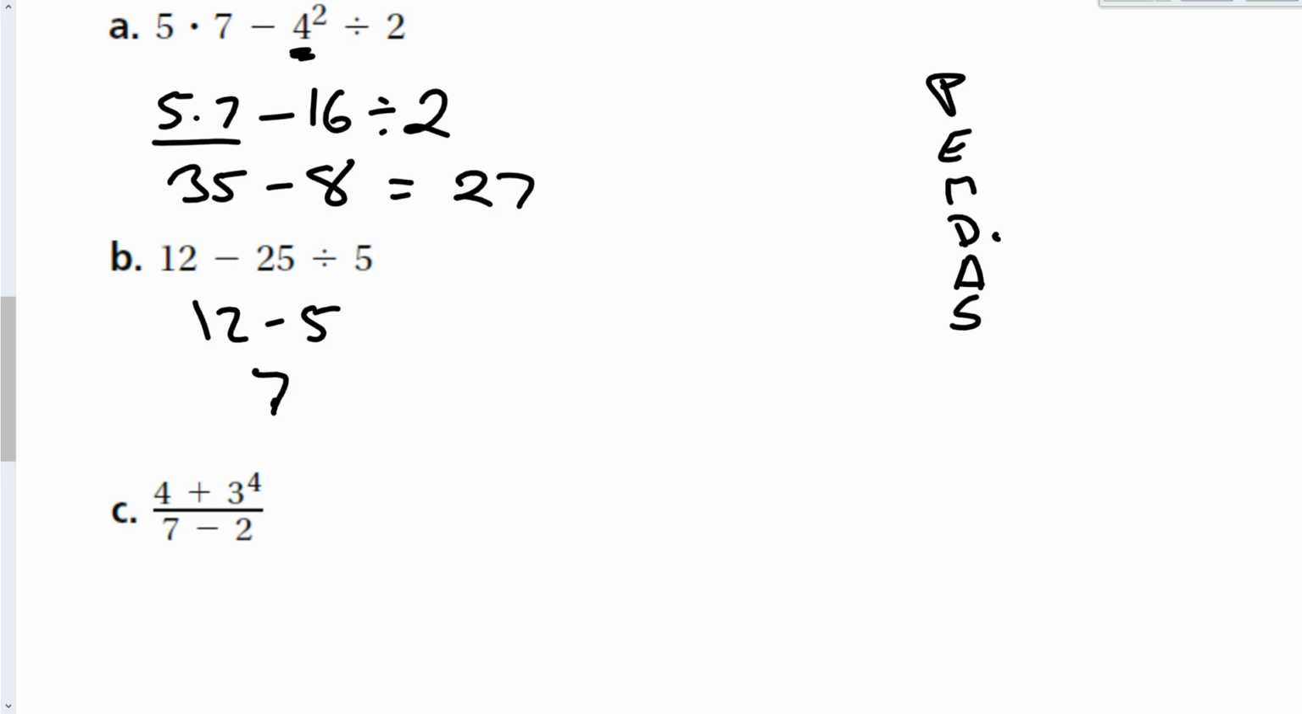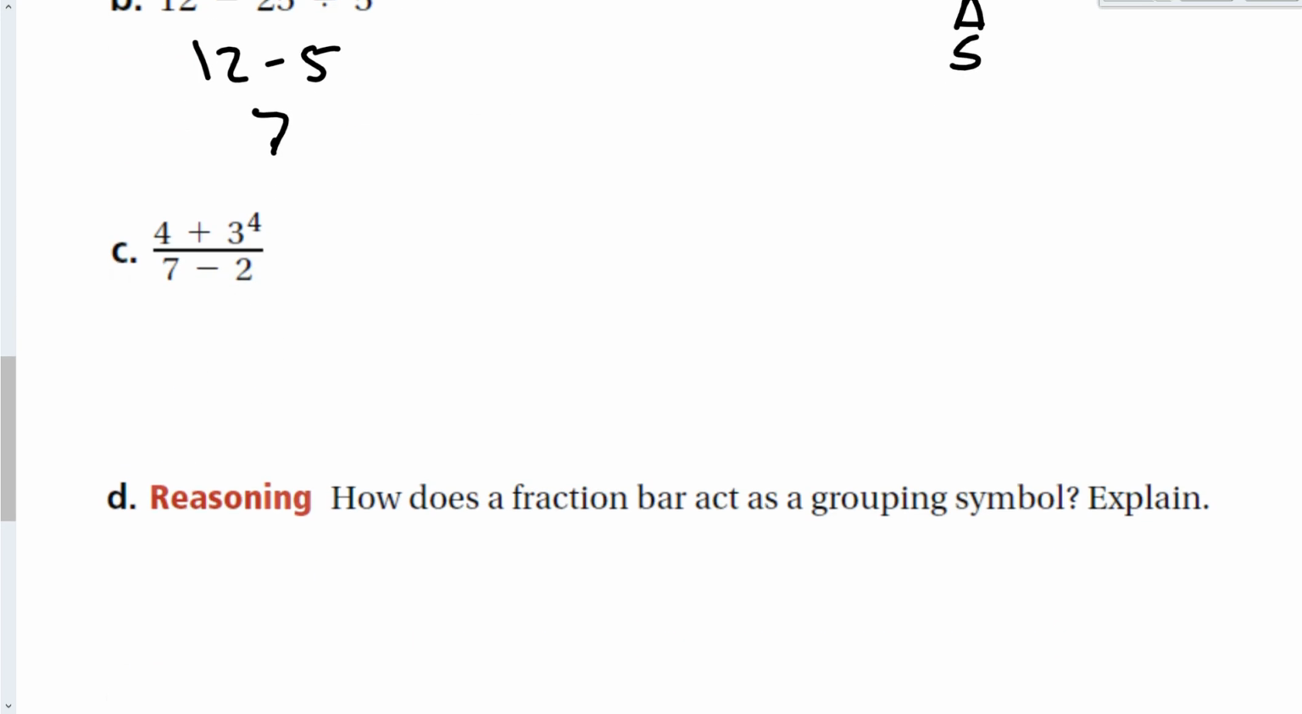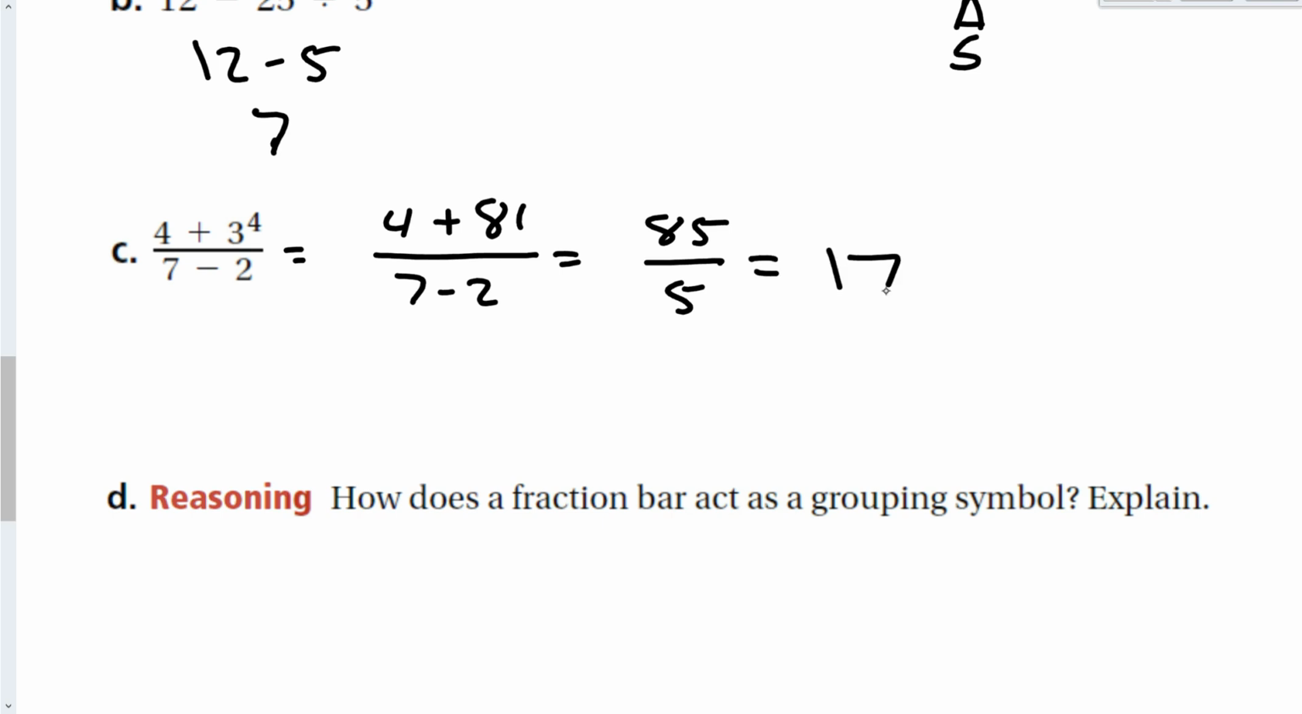Whoops, 7. Now C is a little more complicated, because we got 2 things up top and we got 2 things on the bottom. So what I want to do is simplify the top first, then the bottom. So the top becomes 4 plus 3 to the 4th power is 81 over 7 minus 2. So now I do 4 plus 81, which is 85 over 7 minus 2 is 5. And then 85 divided by 5 gives me 17.